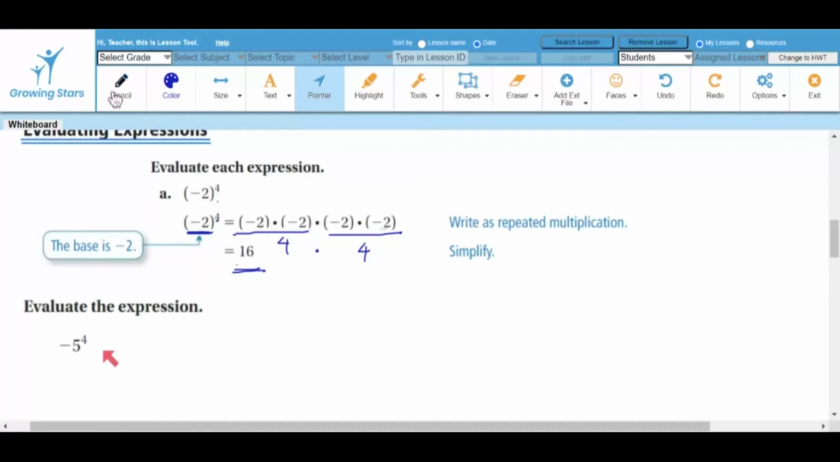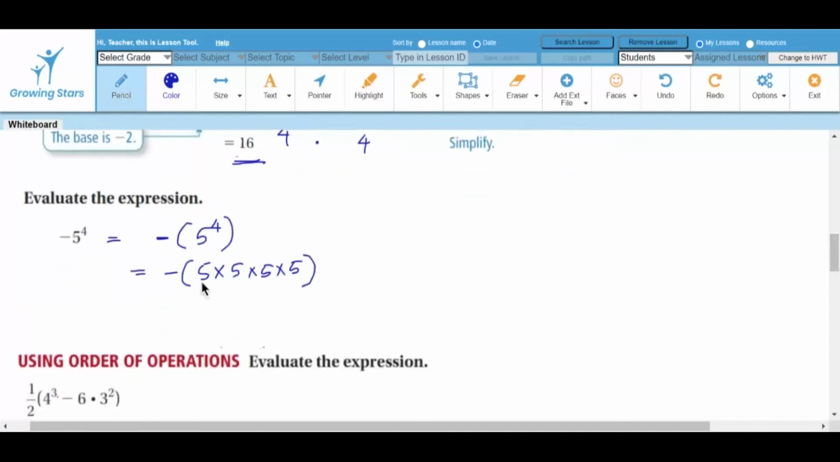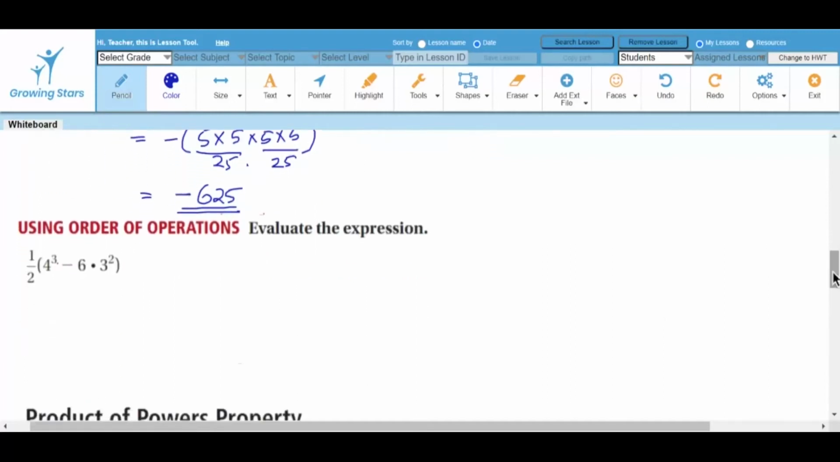In this other example, you can see that -5 to the power of 4, this negative is not applicable for 5. So you can write it down as negative of 5 to the power of 4. Negative of 5 multiplied 4 times repeatedly. So you get 5 times 5 is 25, 25 times another 25 will give you 625. And there is a negative sign in the front. So the answer will be -625.